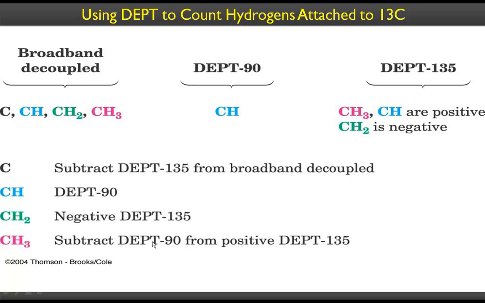For CH3, you can just run DEPT and subtract this spectrum from this positive side of the spectrum, and then you know that the methyls are missing in here. So if a peak is present in DEPT 90 as well as DEPT 135 on the positive side, that must be CH. Whatever is missing here and is present on the positive side of DEPT 135 is methyl. Okay, so you can deduce different types of carbons by running different types of DEPT. That's a summary of the slide.